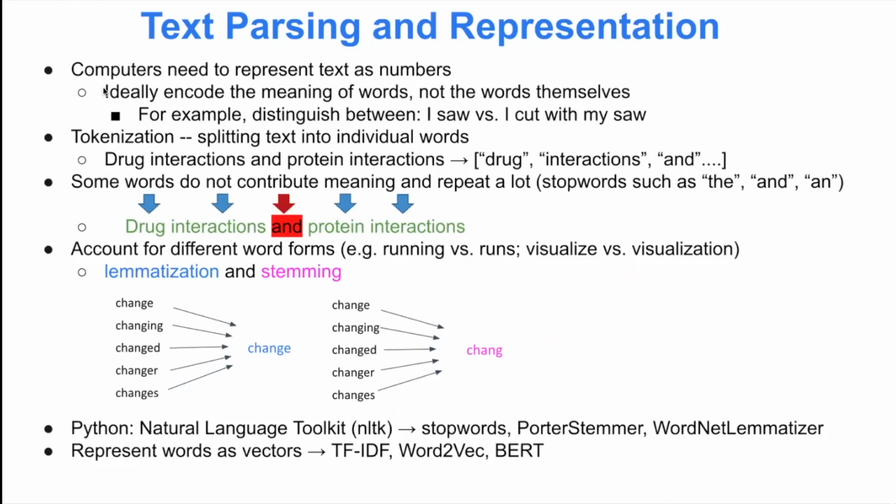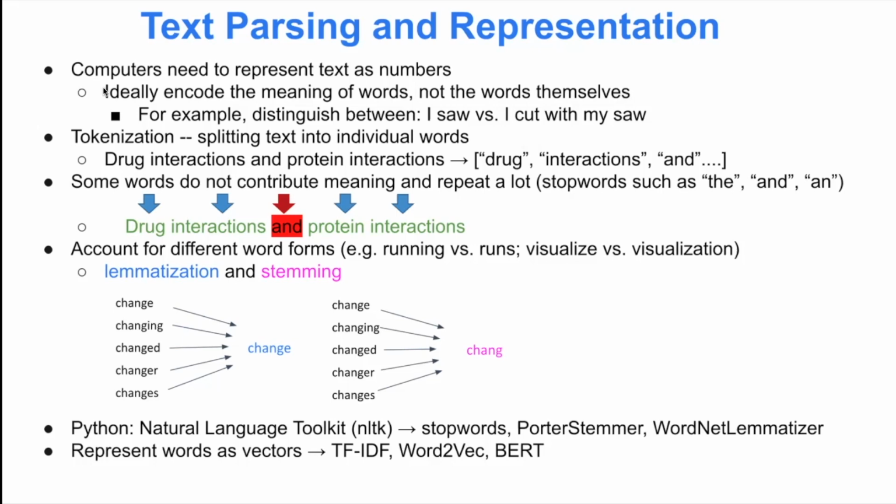So now to talk a little bit about text parsing and representation. As we know, computers need to represent text as numbers, and ideally we're encoding the meaning of words and not necessarily the characters that they're made up of. For example, we wouldn't want "I saw" and "I cut with my saw" to represent saw the same way, because those are two very different meanings. A common term in text parsing is tokenization.